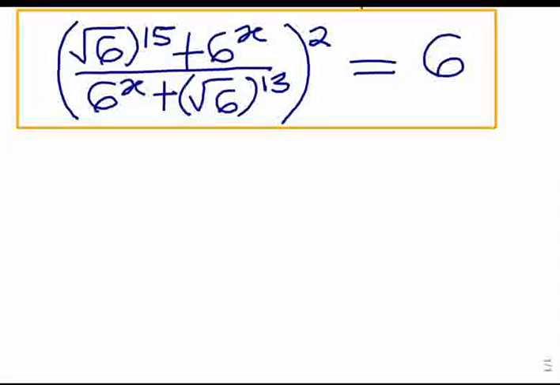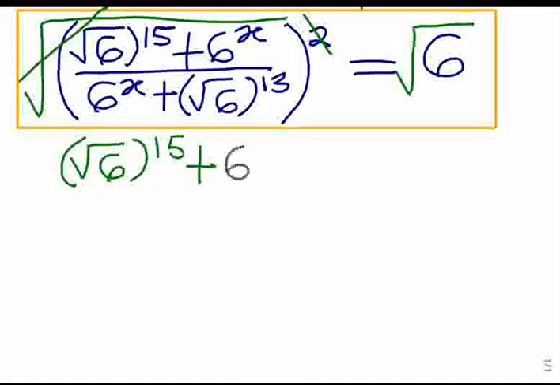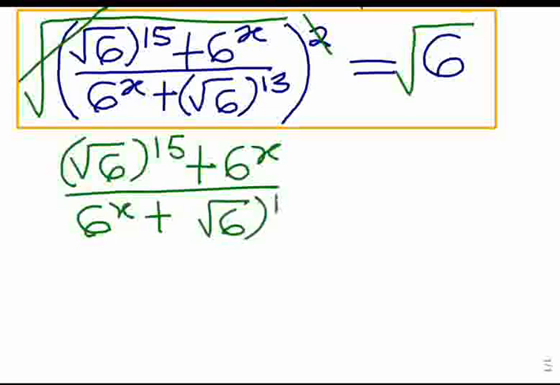In solving this question, the first thing I'm going to do is to get rid of this square. In order to get rid of the square, I am going to find the square root of both sides. Finding the square root of both sides helps to cancel this square, and if we bring down the expressions left, we're going to have root 6 raised to power 15 plus 6 raised to power x over 6 raised to power x plus root 6 raised to power 13 on the left hand side. This equals root 6.